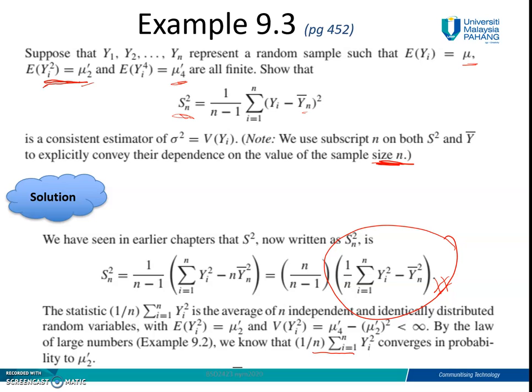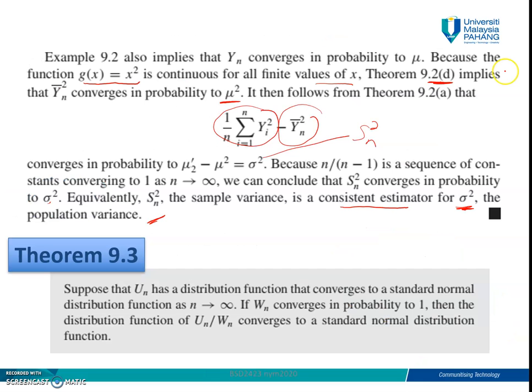In order to show that this sample variance converges to sigma squared and is a consistent estimator, you use many things that you have learned in previous chapters, previous videos, previous subtopics. And with the addition of theorem 9.2, you can solve the example using justification and assumption.